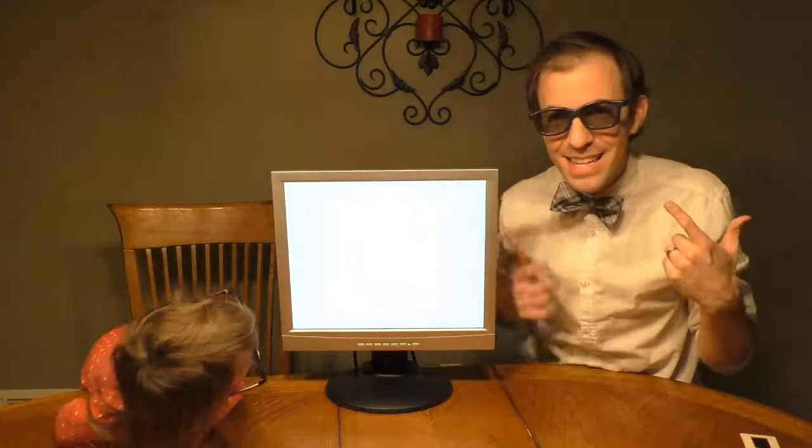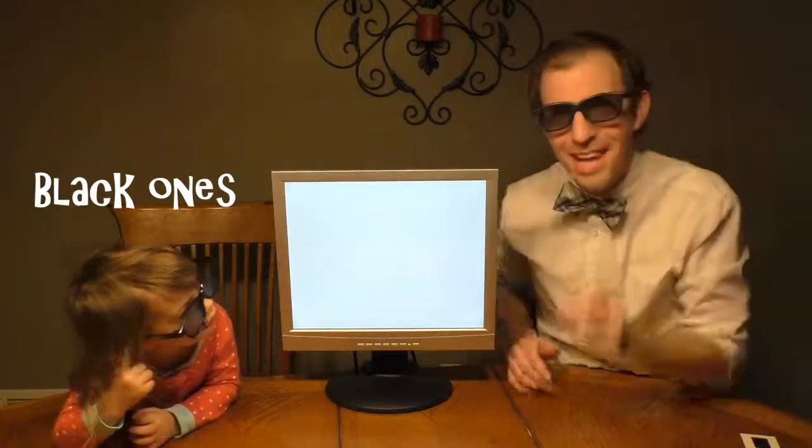Welcome back to another episode of Bedtime Science. This episode is called The Magic Screen. You might notice that Callie and I are wearing special glasses. What kind of glasses do you have? They are black glasses, and these glasses are from a 3D movie. The reason we're wearing these is today we're talking about something called polarized light.